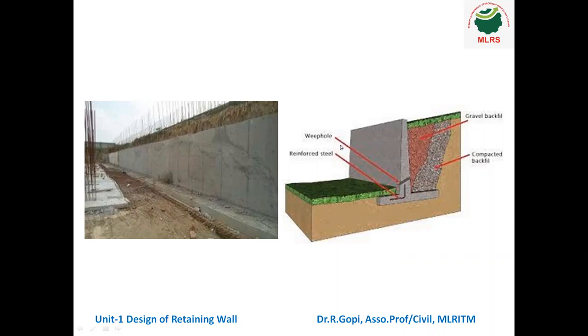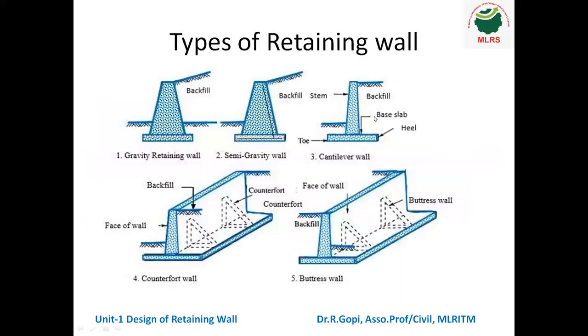Here weep holes are provided. The main purpose of the weep holes is that during the rainy season, water stagnates on the upper level. Using these weep holes, the water will drain easily to the lower level. And on the upper side there is the compacted backfill and the gravel backfill. So these are all the types of retaining wall.